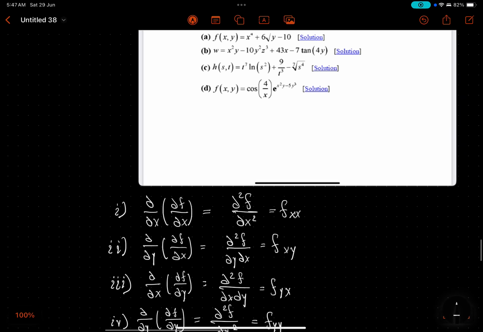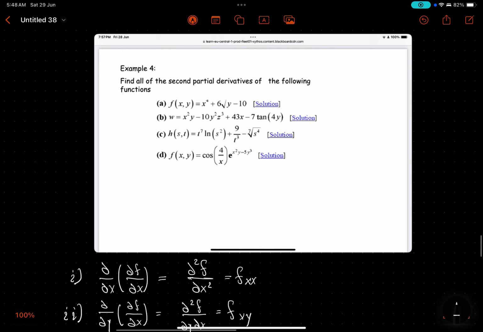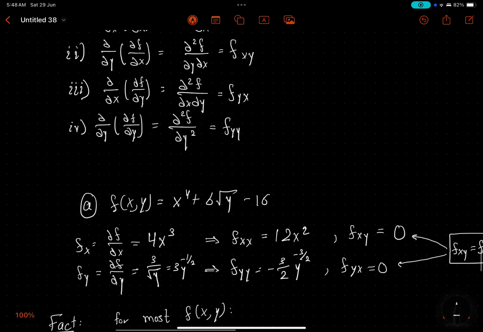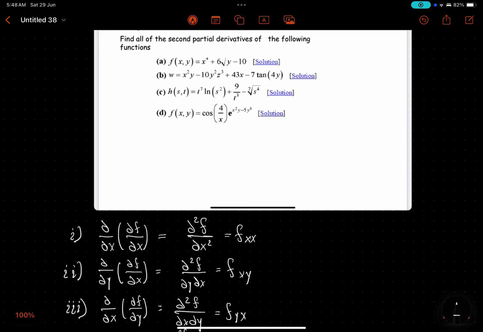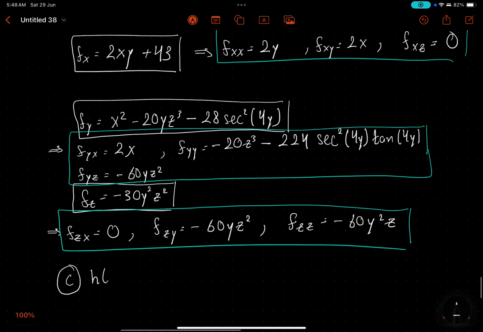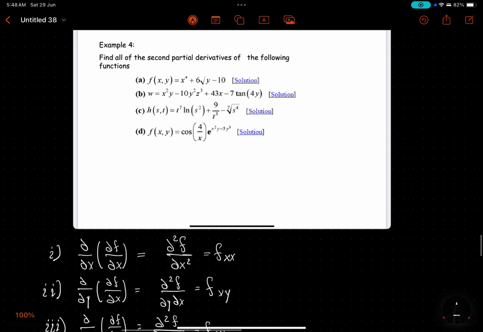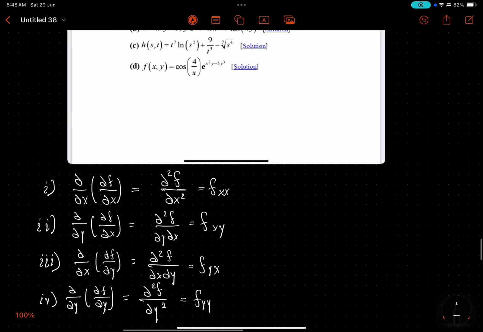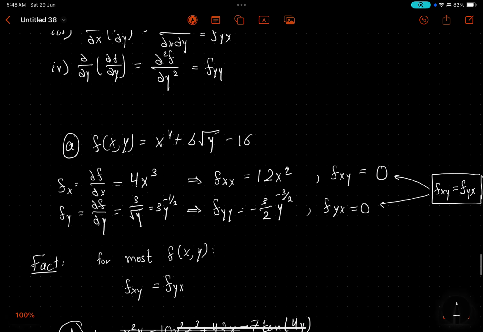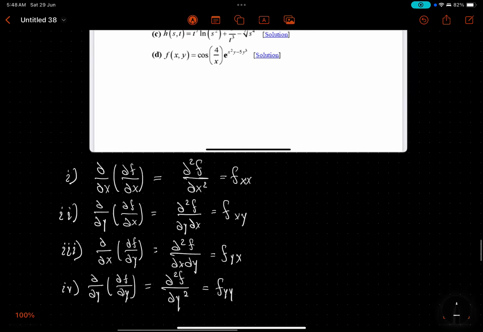Now we can try this if you want to really test your understanding. You can try this. So I will solve now number C, or example C, part C. So h of s t equals t to the 7 ln of s squared plus 9 over t to the 3 minus the 7th root of s to the 4.